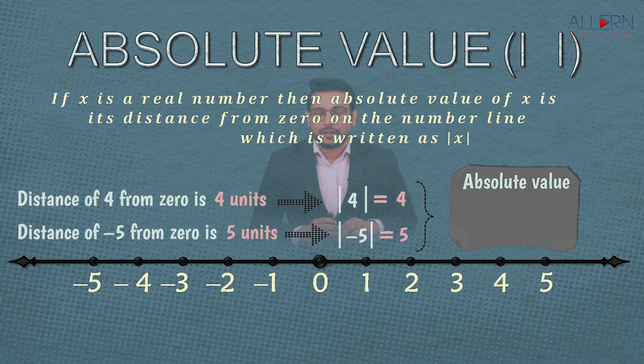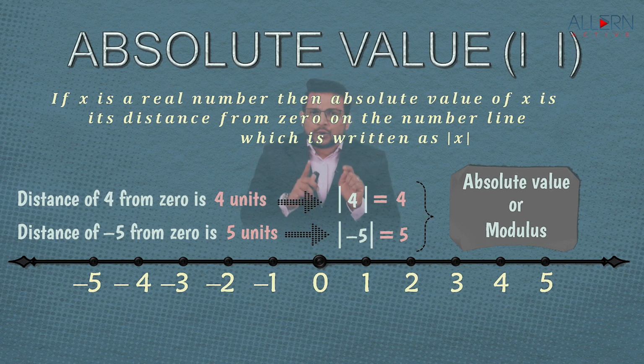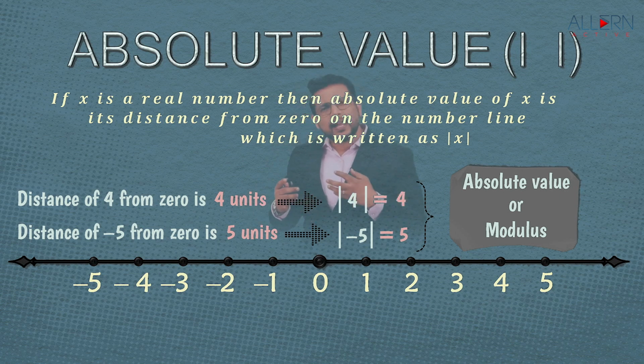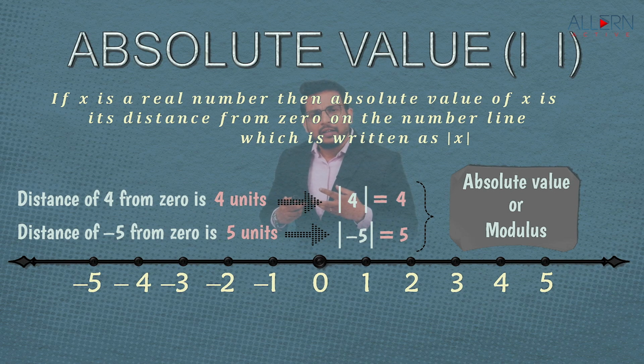There is one more name to it. You also call it modulus. That means we can read absolute value of 4 as modulus of 4 is 4. Modulus of -5 is 5. You consider any real number. Let's say I consider a real number that is 3.5. So the absolute value or the modulus of 3.5 would be 3.5. If I consider a real number that is -5.6, then the absolute value of -5.6, or we say the modulus of -5.6, will be 5.6. That is what we discussed.